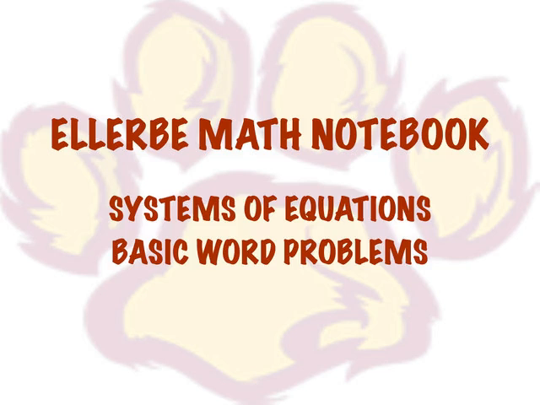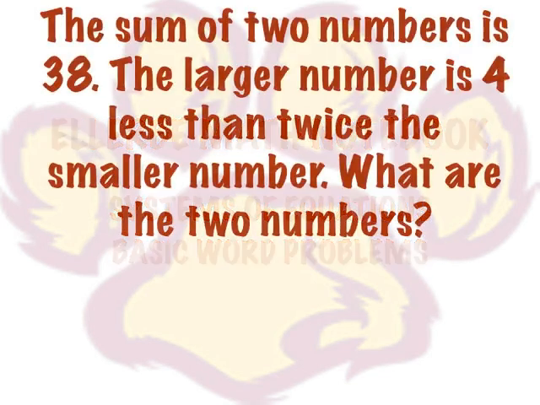In this video, we're going to look at the types of word problems where it gives you two sentences and then a question. Each of those two sentences will be used to make an equation. For example, let's look at this problem. The sum of two numbers is 38. The larger number is 4 less than twice the smaller number. What are the two numbers?